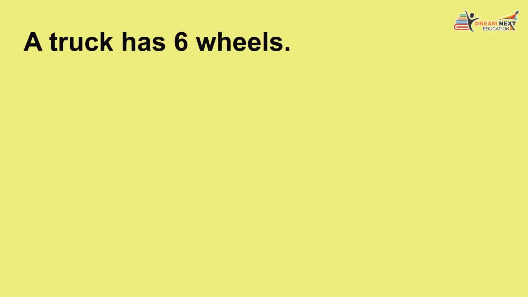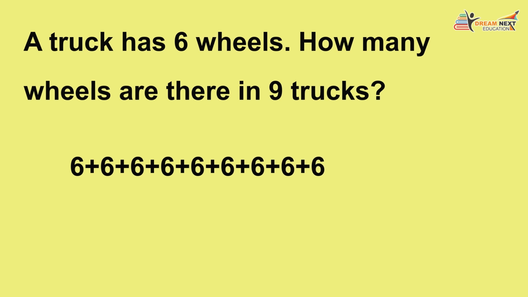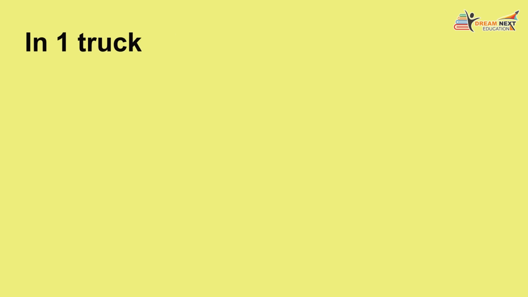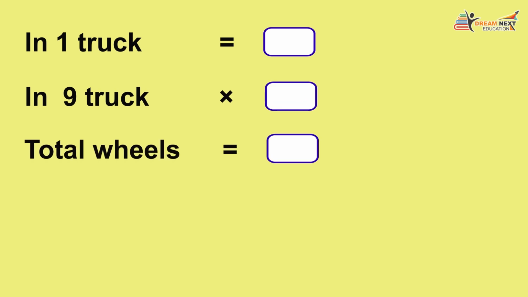A truck has 6 wheels. How many wheels are there in 9 trucks? 6 plus 6 plus 6 plus 6 plus 6 plus 6 plus 6 plus 6 plus 6 is equal to. In 1 truck, into 9 trucks, is equal to total wheels is equal to.